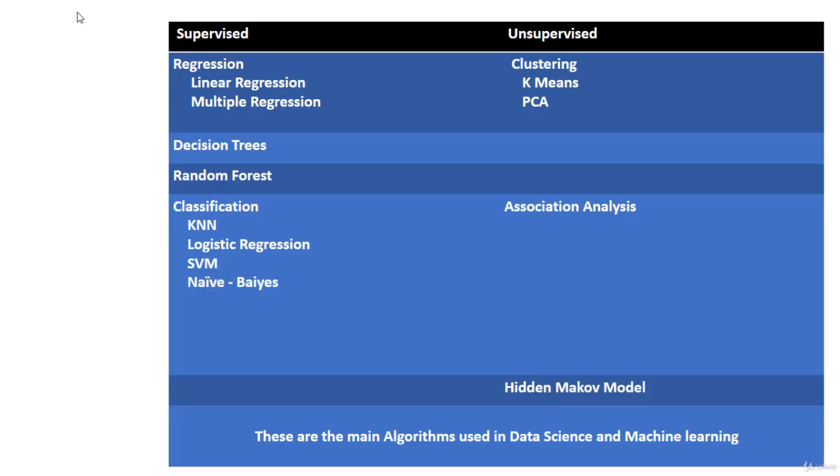Generally, at an upper level, these algorithms are divided into supervised and unsupervised algorithms. We are going to look at the definition of supervised and unsupervised algorithms, so do not be worried. But now, it is good to understand that under the supervised algorithms, we have the regression algorithms, the decision tree algorithm, the random forest algorithm, and the classification algorithm. Under the regression algorithm, we have linear regression and multiple regression. Under the classification algorithm, we have KNN, logistic regression, SVM, and naive Bayes.